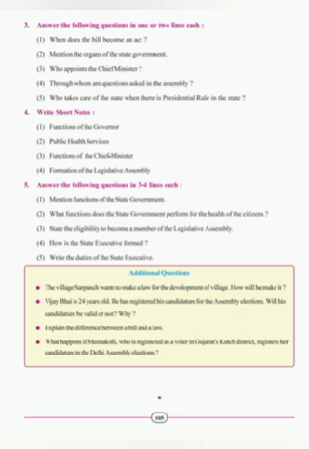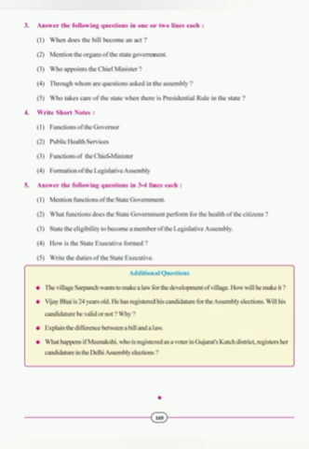Vijay Bhai is 24 years old. He has registered his candidature for the assembly elections. Will his candidature be valid or not? Why? Students, the candidature for Vijay Bhai will not be valid because he is 24 years old, and according to the provisions of the constitution, a candidate must be 25 years of age or older to become a member of the legislative assembly.